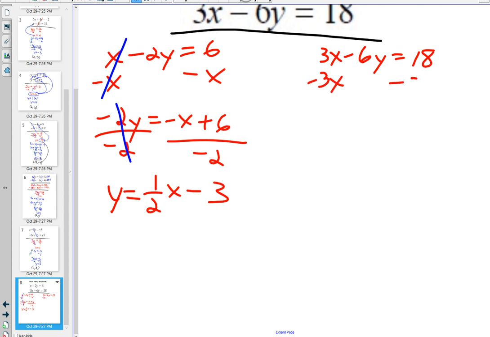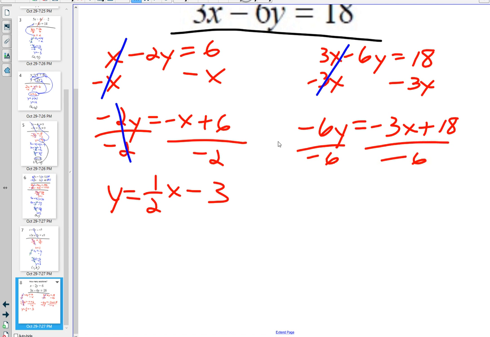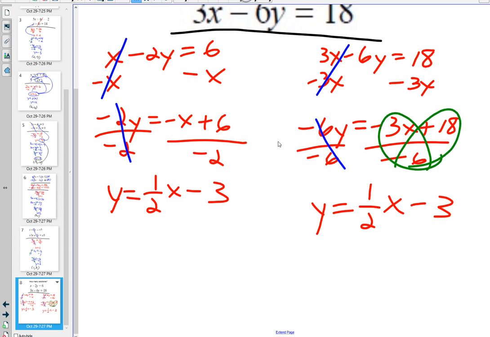On the next one, minus 3x cancels. Negative 6y is equal to negative 3x plus 18. Divide by negative 6, divide by negative 6. Y is equal to negative 3 divided by negative 6, which is also positive 1/2. Keep the x on the side. 18 divided by negative 6 is negative 3. I just did the pretzel. Divide each one by negative 6. I did the same thing over here.